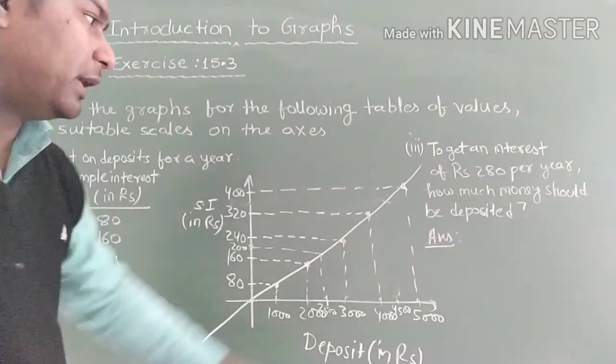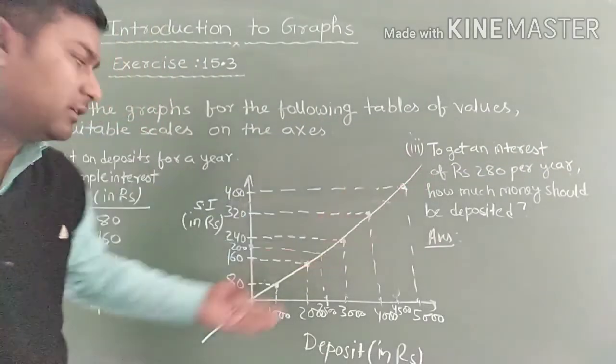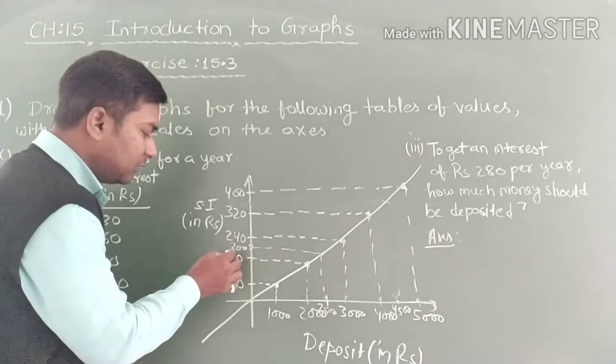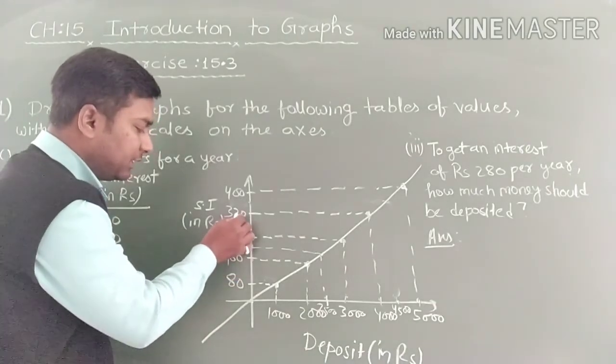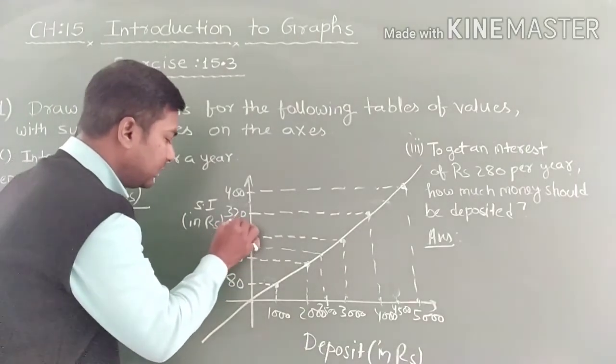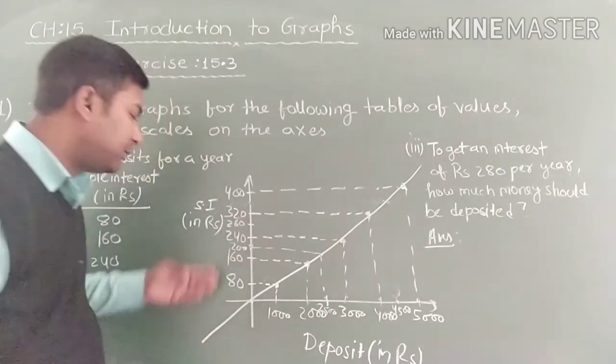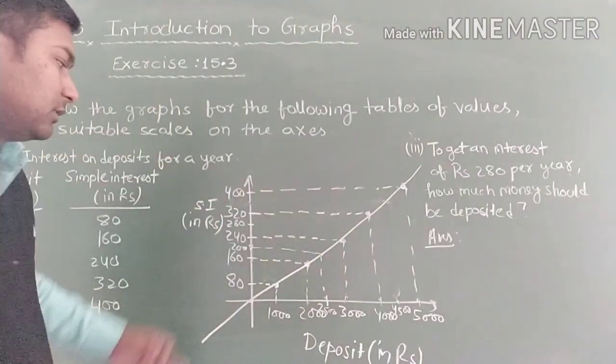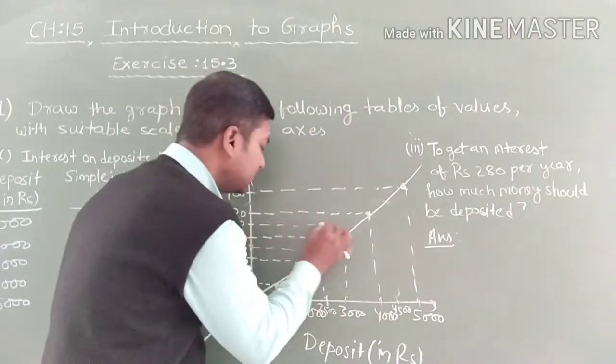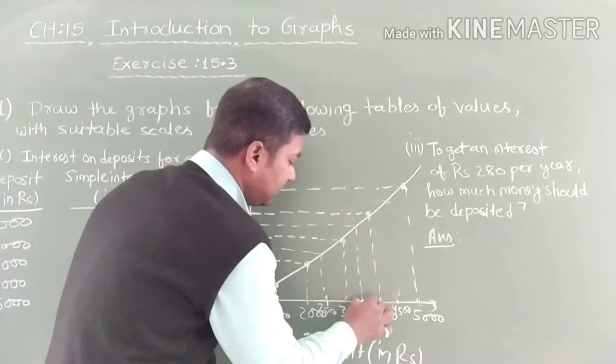So 280 rupees interest is given. So 280 lies in between 240 and 320. Okay. So this is 280, in between 240 to 320. So draw a dotted line that it will be at this point.